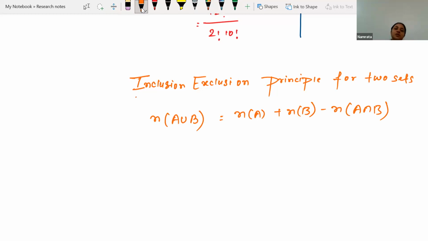Yes, ma'am. Here we are going to use this formula, and we are saying this is called the inclusion exclusion principle. Why inclusion exclusion? Because you can see when we are taking the number of elements in A, we are taking everything in A. Then we are taking everything in B, and then we are removing, excluding. First we are including, and then we are excluding, right? Yes, ma'am.